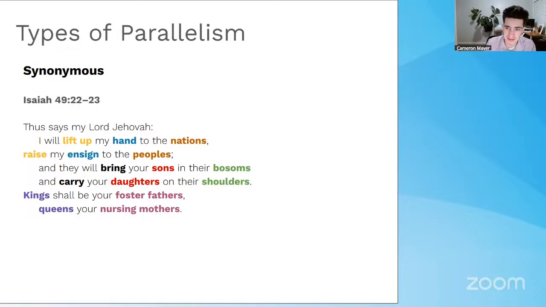This is probably my favorite verse in all of Isaiah. Thus says my Lord Jehovah, and I've got these highlighted so you can see what the parallel word or concept is. I will lift up my hand to the nations and raise my ensign to the peoples. They will bring your sons in their bosoms and carry your daughters on their shoulders. Kings shall be your foster fathers, and queens your nursing mothers. So hopefully that highlights the parallel nature of the text.